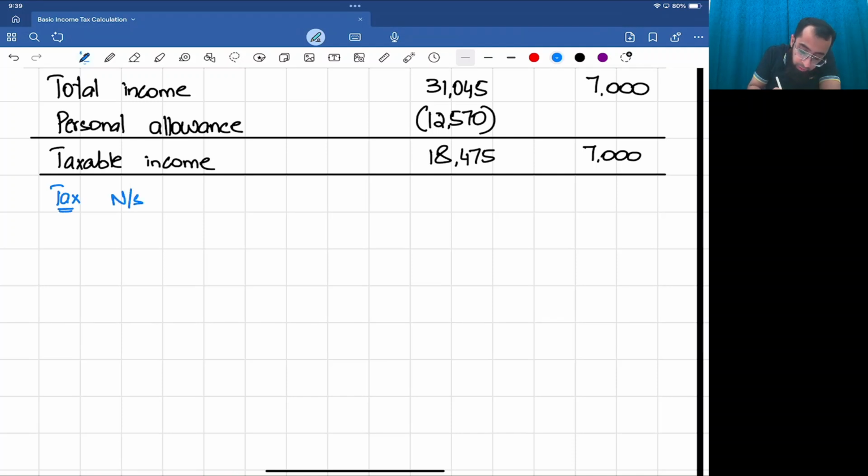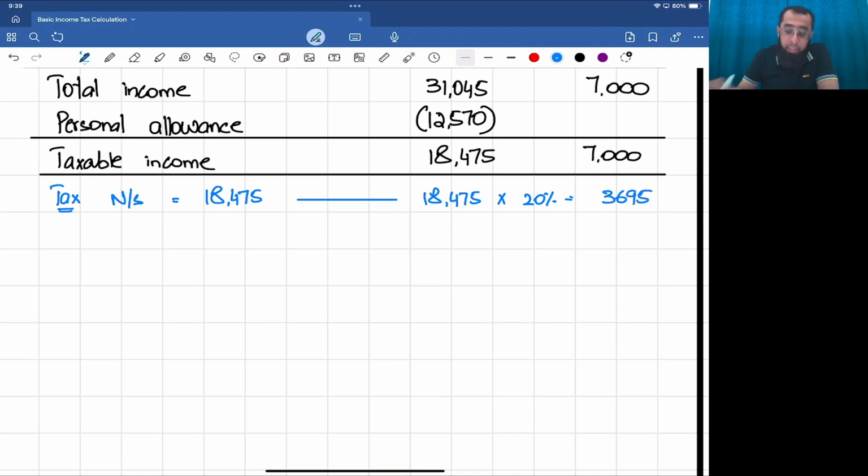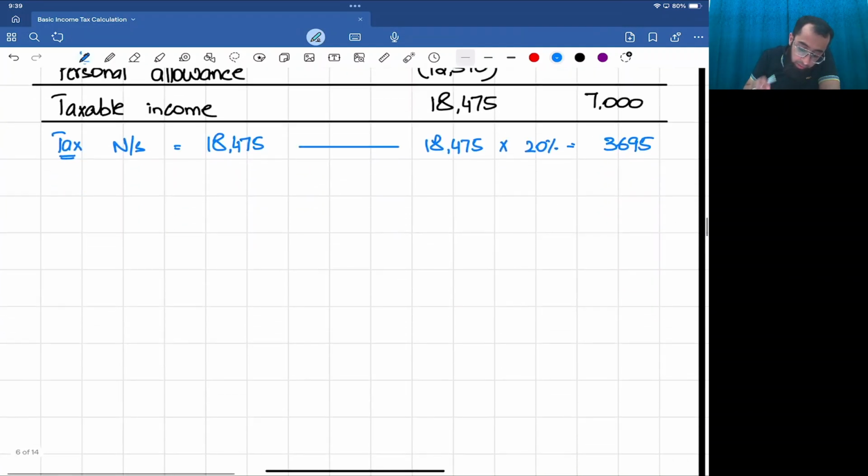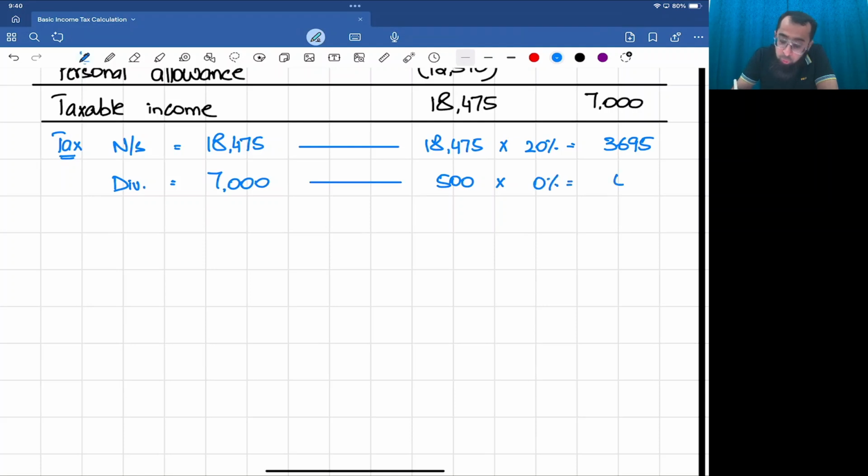Now your non-saving income is 18475. Till 37,700, it's your basic rate band. So 18475 multiplied by 20% gives you 3695. Then comes the dividend income, which is 7,000. On the first 500, it will be 0% tax. On the first 500, you always charge 0% tax, so that gives you 0.